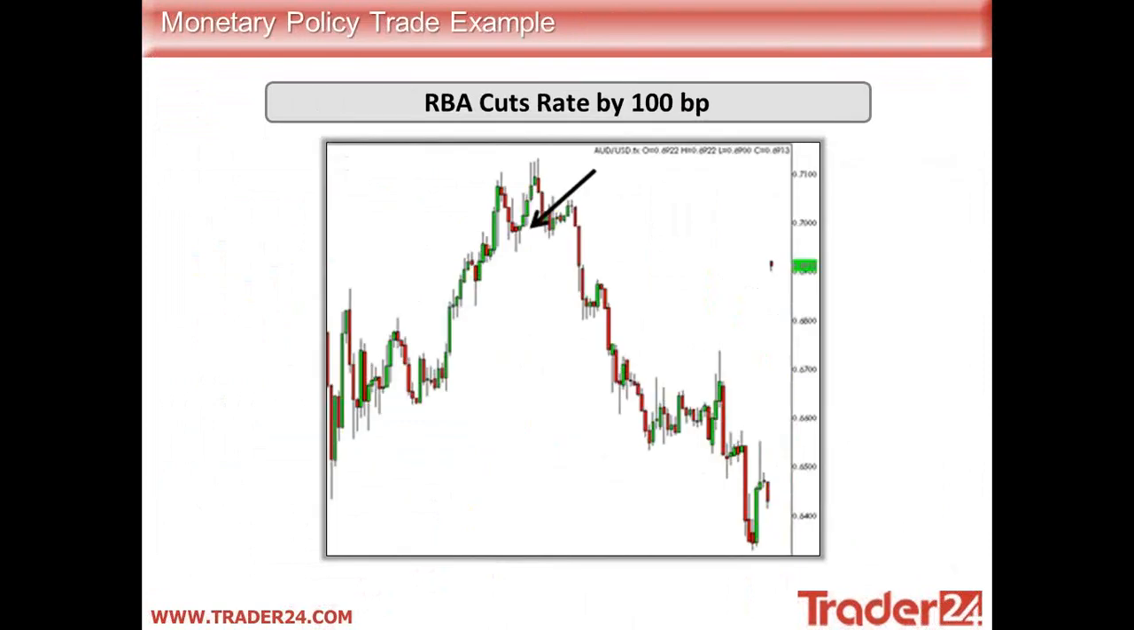This is basically a monetary policy trade example where the RBA cut its rates by 100 basis points. So there we can see in terms of monetary policy that it really did have a significant effect on the market going forward, and this was obviously on the Aussie dollar. It really did come off a heck of a lot.